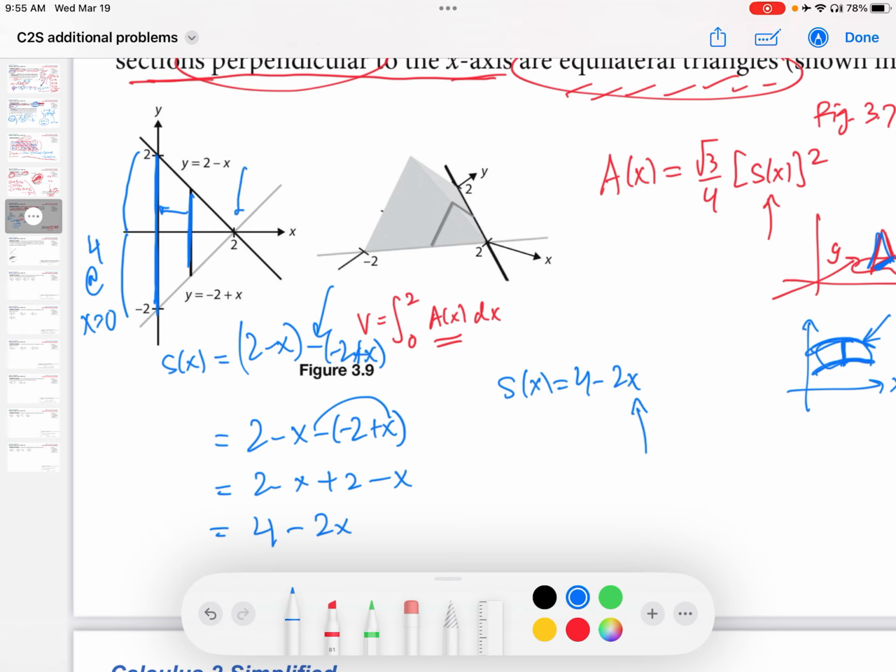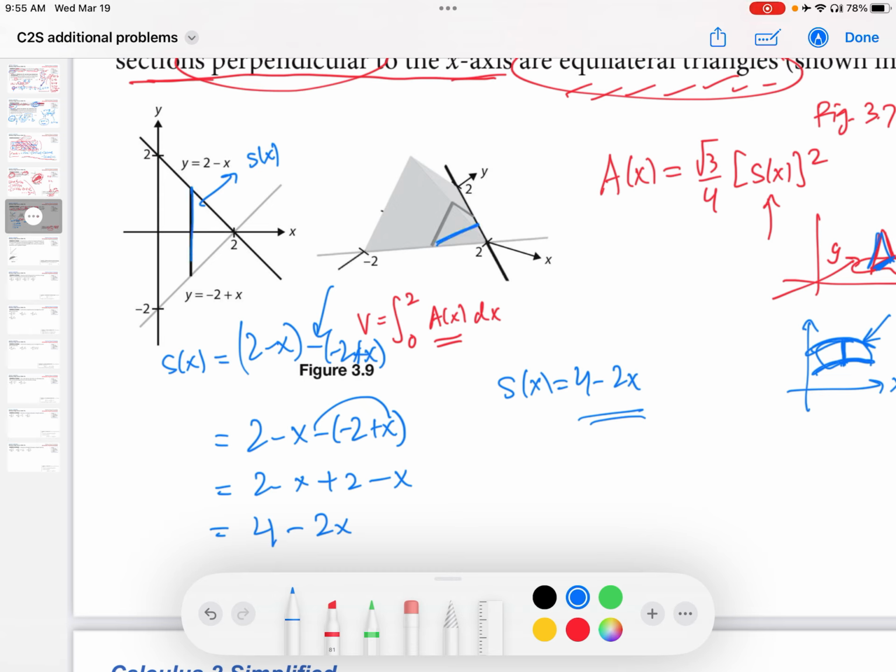And then also over here, as I push my rectangle all the way over, it becomes basically a point. So the height is 0. So at x equals 2, if I put x equals 2 here, I get 4 minus 2 times 2, 4 minus 4, that's 0. Also makes sense. So this is giving us a good indication that it passes a couple of checks. This is our s of x. This is our height of this infinitesimal rectangle.